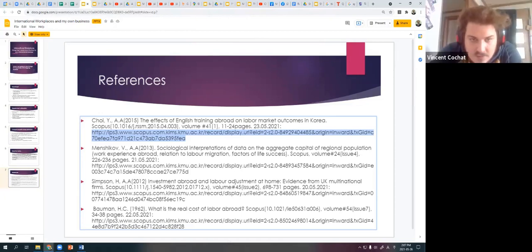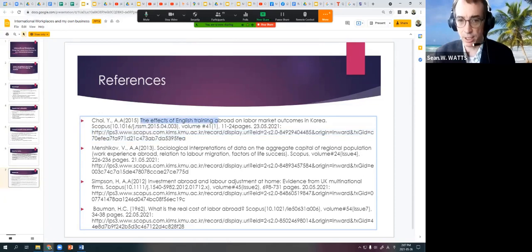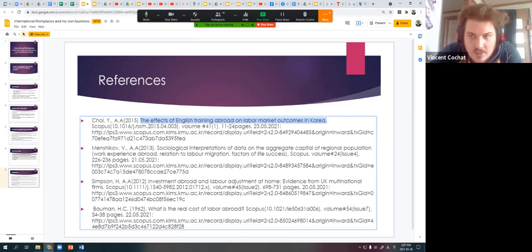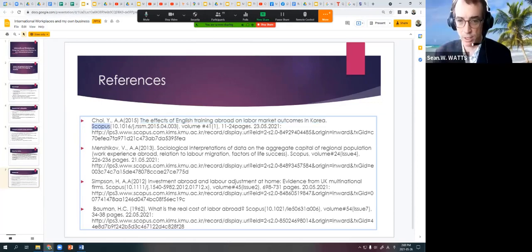We got the title of the article, but not the name of the paper. No? The title of the article is here. Yeah, this is the name of the paper. Yeah, but we don't have the name of where it's published. What about this? What about this?